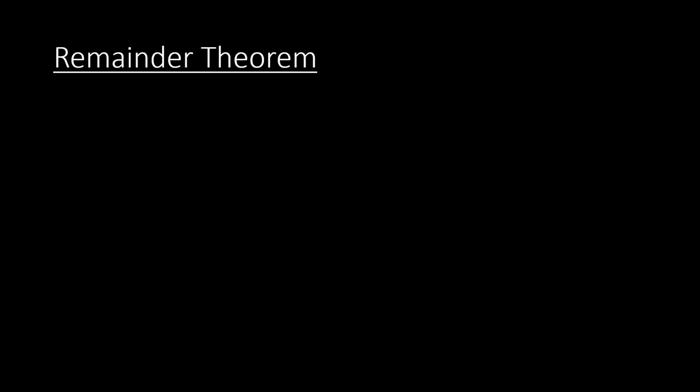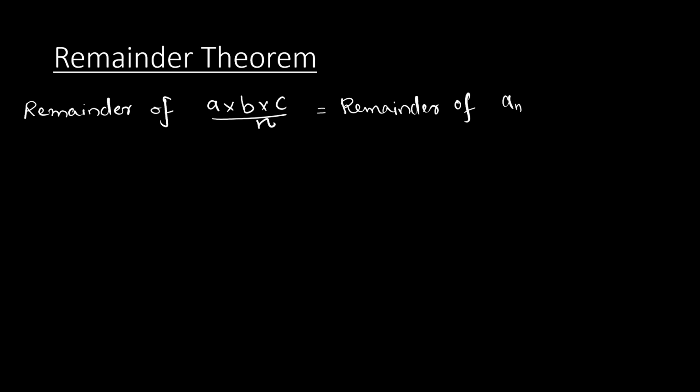First topic is remainder theorem. Remainder theorem is used to find the remainder of an expression a into b into c divided by n. The remainder of this expression, a into b into c divided by n, is equal to the remainder of the expression an into bn into cn divided by n.